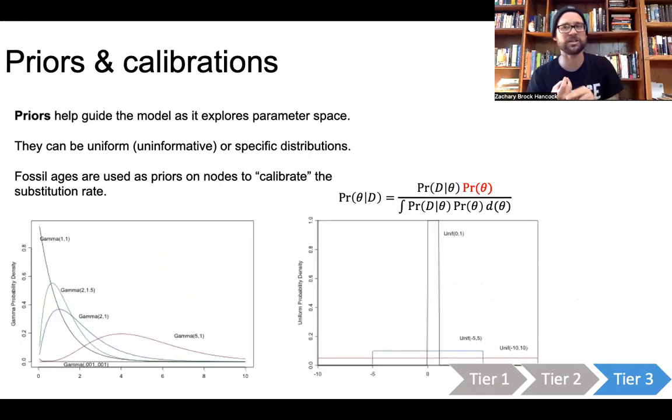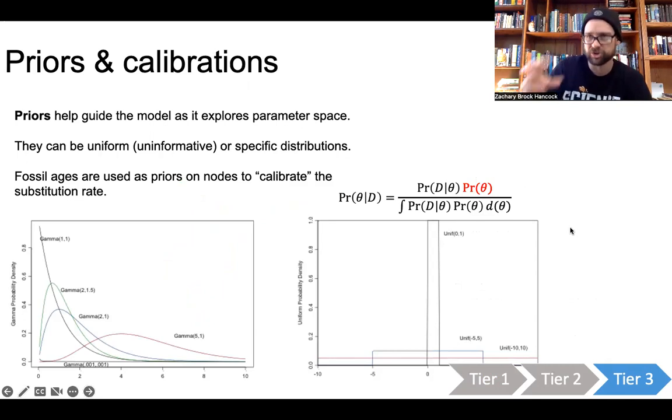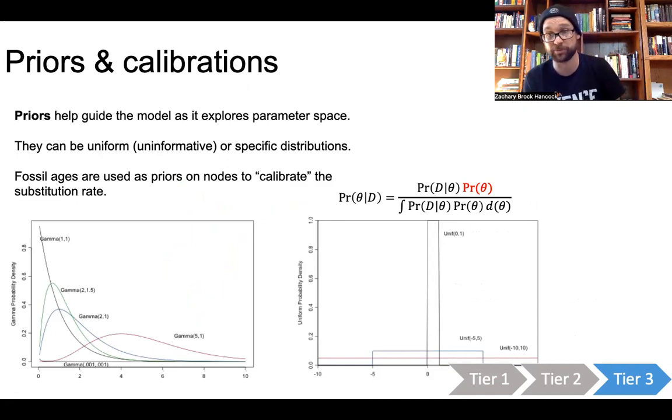Okay, so the other thing that we need to talk about here are priors and calibrations. You'll remember that when I first introduced the Bayesian model, I called this little parameter here the prior. What the priors do is they guide the model. They allow it to explore parameter space in a guided sort of approach.